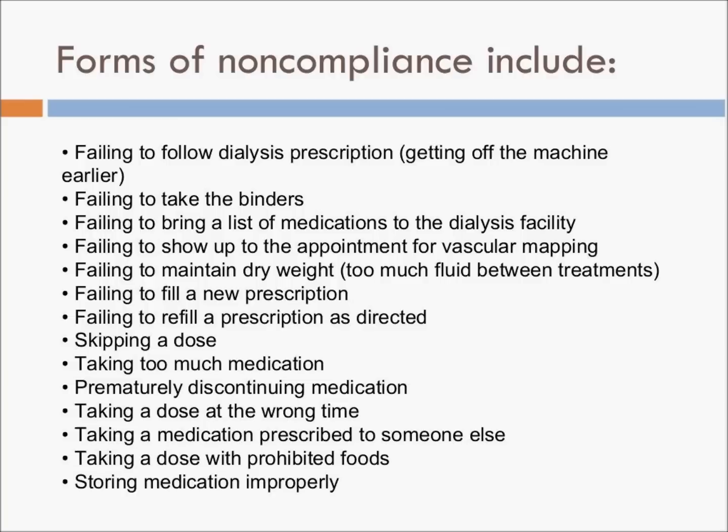They may skip a dose. They may take too much medication. They may prematurely discontinue medication. They may take a dose at the wrong time. This is actually from a study that shows that many people take medications prescribed by somebody else. They may take a dose with prohibited foods, or they may store medication improperly. Now, those things occur when patients feel that they do not have enough trust or rapport with a provider.